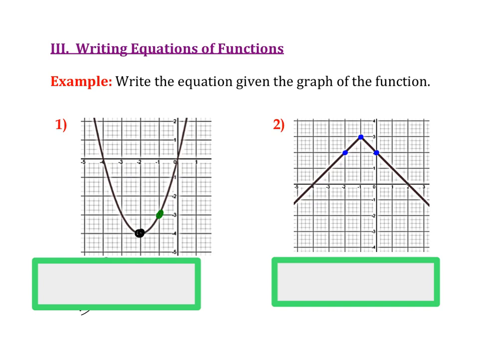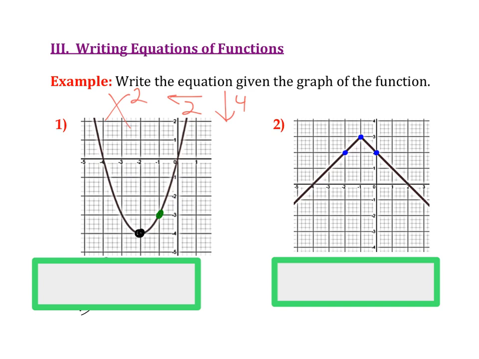I'm noticing right out the gate on number 1, it's a quadratic because it created a parabola. So I know it's going to have an x squared. I'm noticing also that the vertex is normally here at 0, 0, but this one's all the way down at -2, -4. So it went to the left and it went down. It went left 2 and it went down 4.